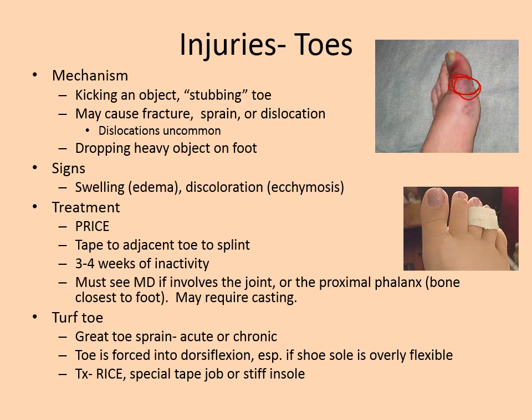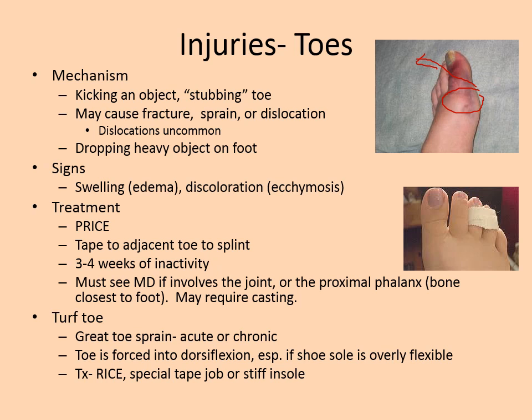A special type of toe injury is called turf toe. So this is a great toe sprain. The sprain occurs at this joint right here, at the metatarsophalangeal joint. And it happens when the toe is forced into dorsiflexion. So it's forced up this way.